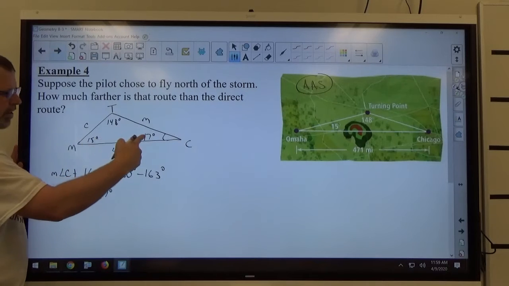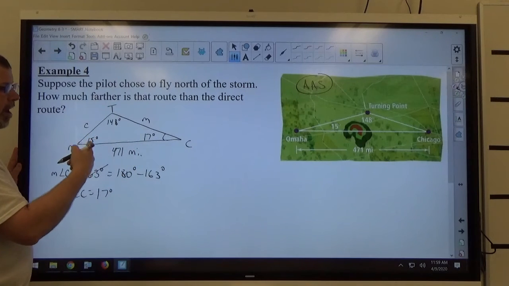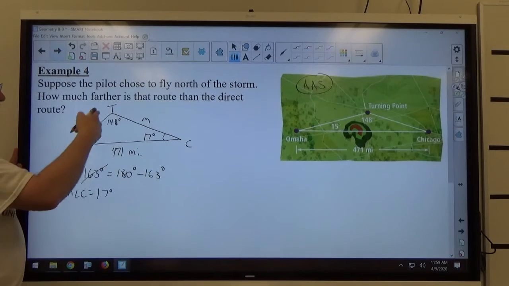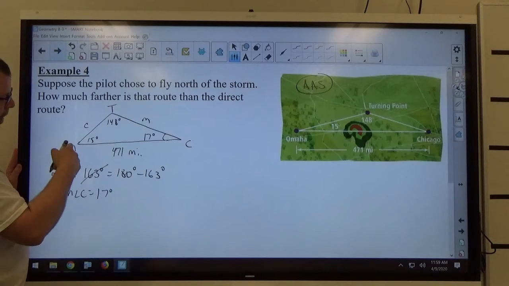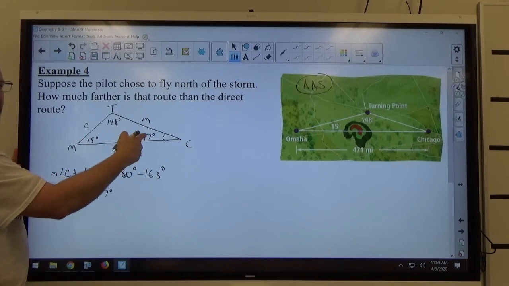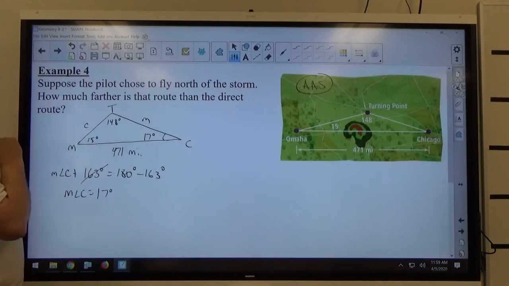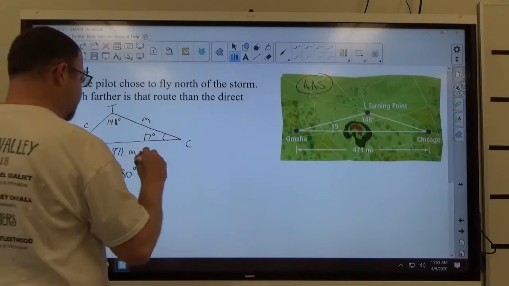Notice 15 degrees and 17 degrees. Again, it's not an isosceles triangle, but it's pretty close. So my guess is these distances are going to be pretty close to each other. This should be slightly longer because 17 is slightly bigger. That should be slightly shorter because 15 is slightly smaller. But again, it's the relationship between sides and angles that we're going to use with the law of sines. Angle side allows me to use law of sines.